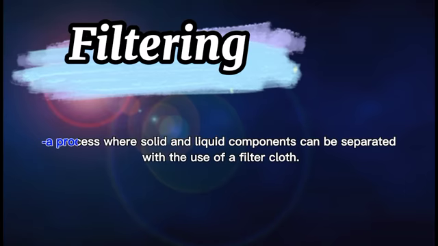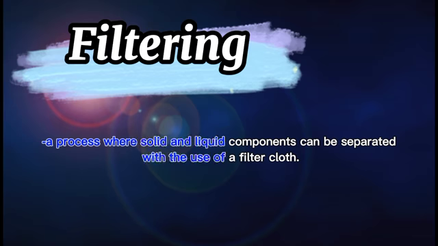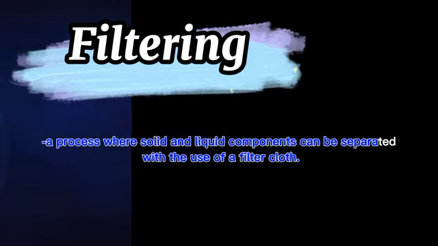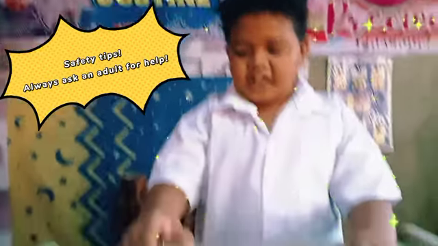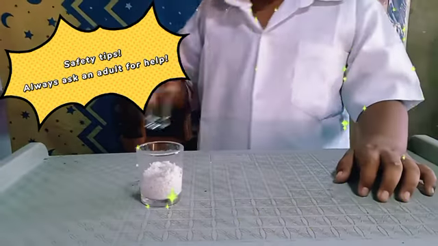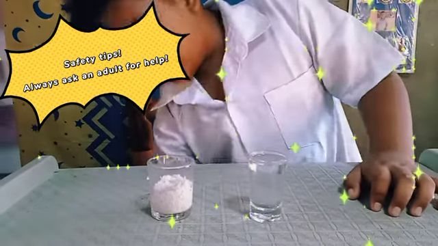Next, I will perform the filtering process. A process where solid and liquid components can be separated with the use of filter paper or filter cloth. The materials that I am going to use are water, rice grains, an empty glass, and a filter cloth.